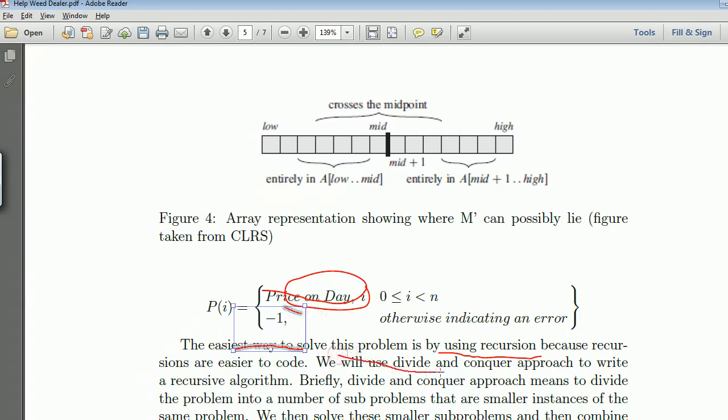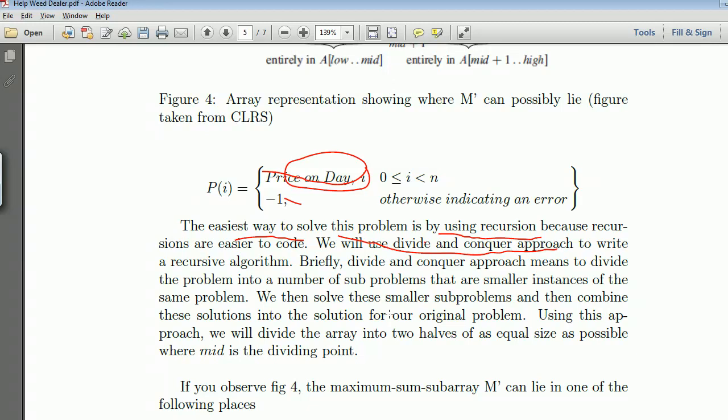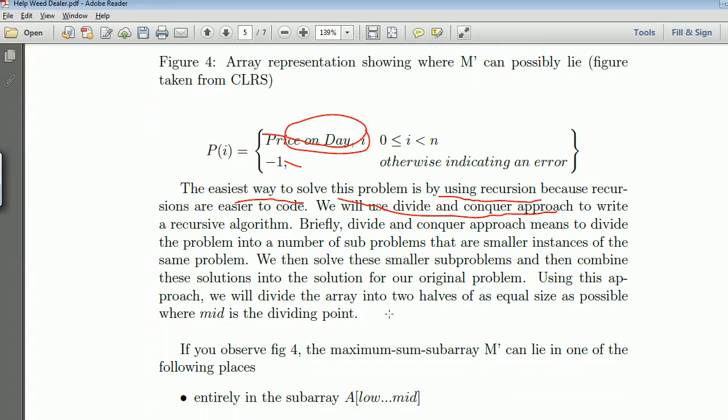Okay, so to write a recursive algorithm, we'll be using the divide and conquer approach. Briefly, the divide and conquer approach means that you want to divide the existing problem into a number of subproblems that are smaller instances of the same problem. We then solve these smaller subproblems and then combine the solutions into the solution for our original problem.